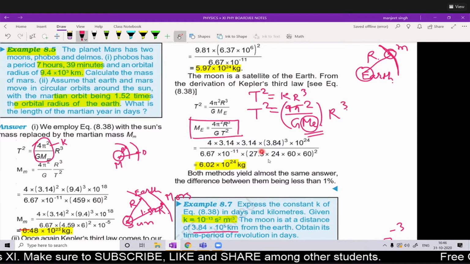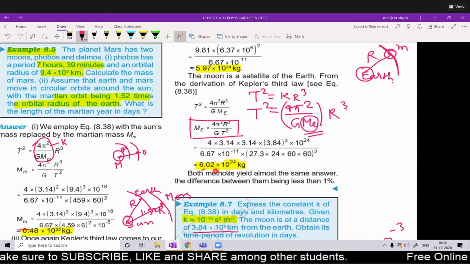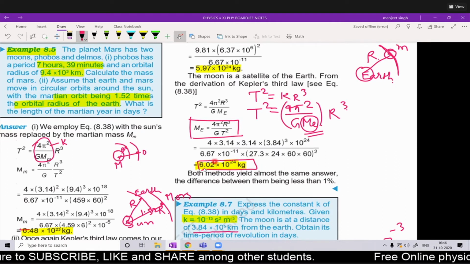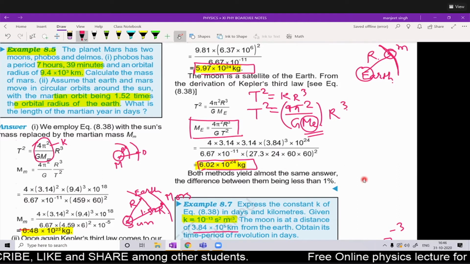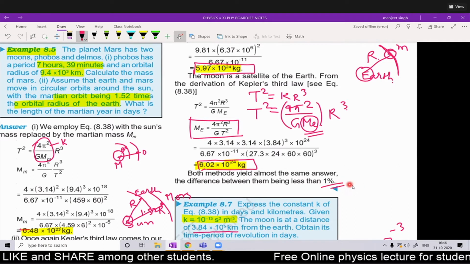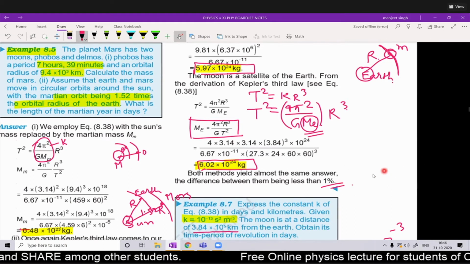So you put the values and you will get 6.02 × 10²⁴ kg. Earlier, you were getting 5.97 × 10²⁴ kg. So there is less than 1% error, and both the answers are almost correct.